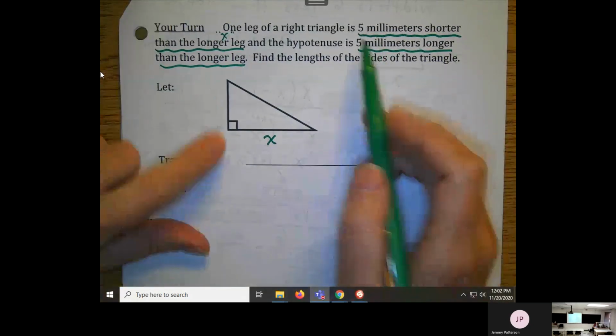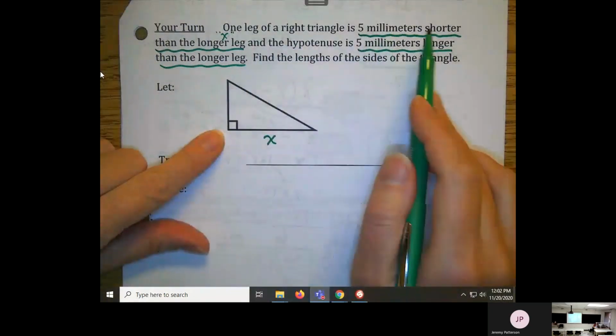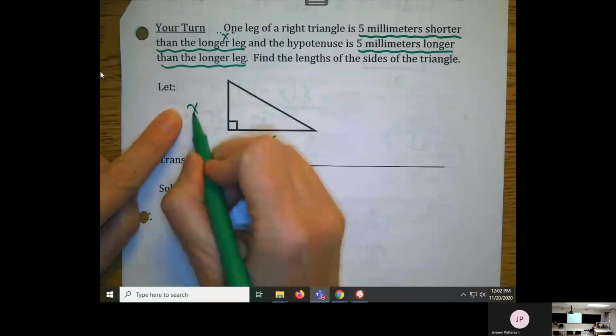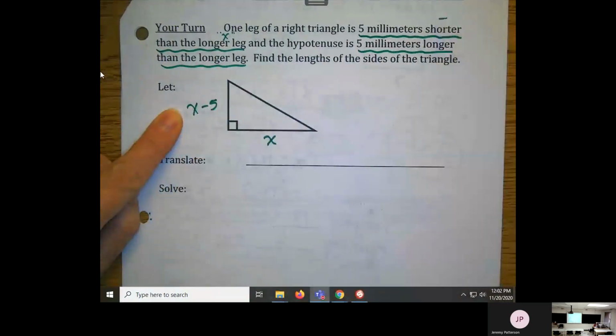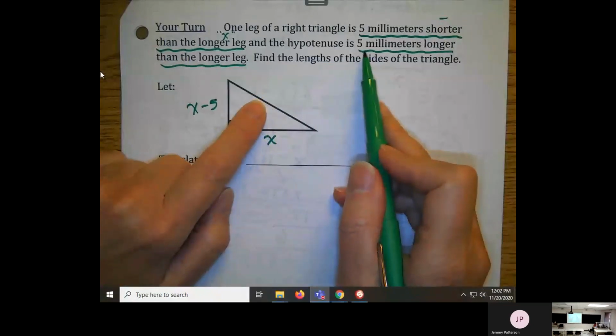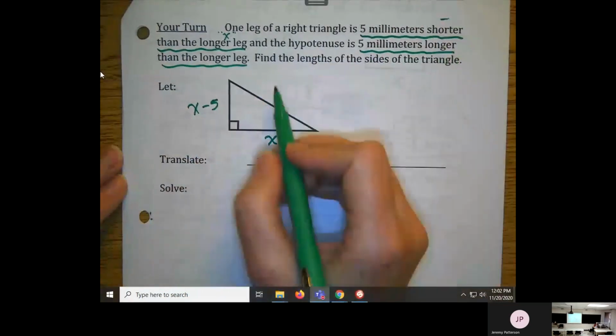So how are you labeling the leg that's 5 millimeters shorter than the longer leg? X minus 5. Sounds good. So minus for shorter. And then how about the hypotenuse? Do we want to show it's 5 longer than the longer leg?